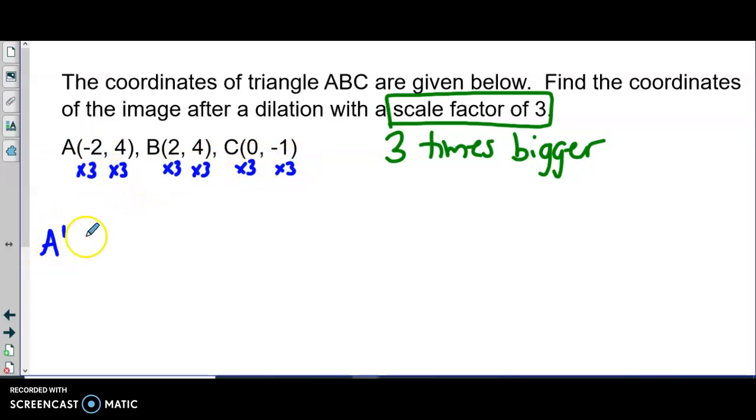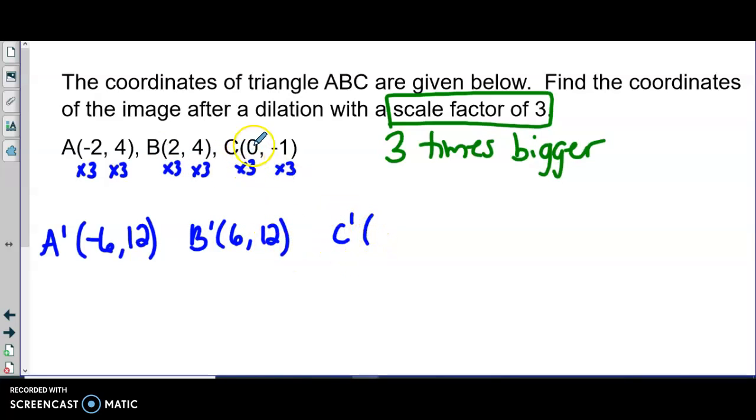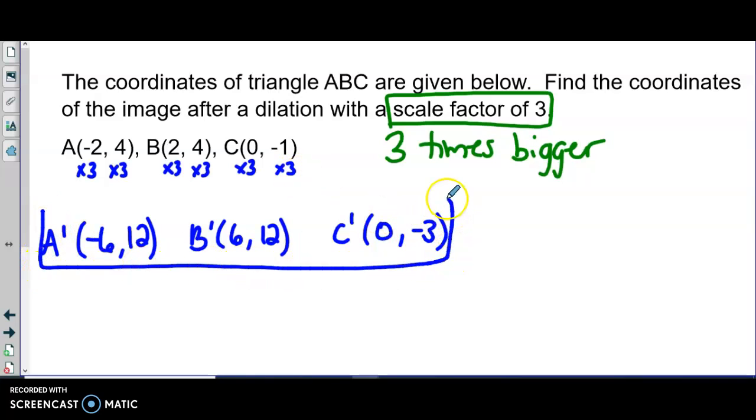So our new A prime, -2 times 3 is -6, 4 times 3 is 12. And now let's find our new B prime. 2 times 3 is 6, 4 times 3 is 12. And then to find C prime, 0 times 3 is still 0, -1 times 3 is -3. These are the new coordinates of the triangle that is now 3 times bigger.